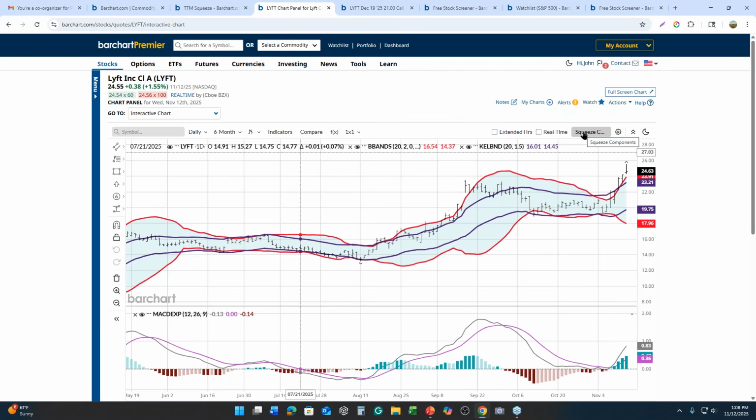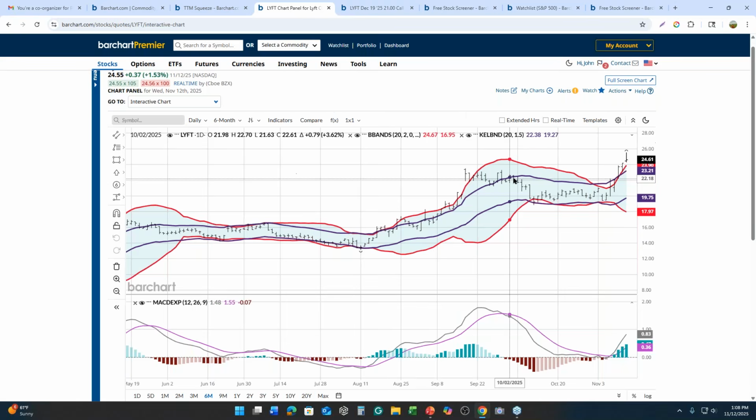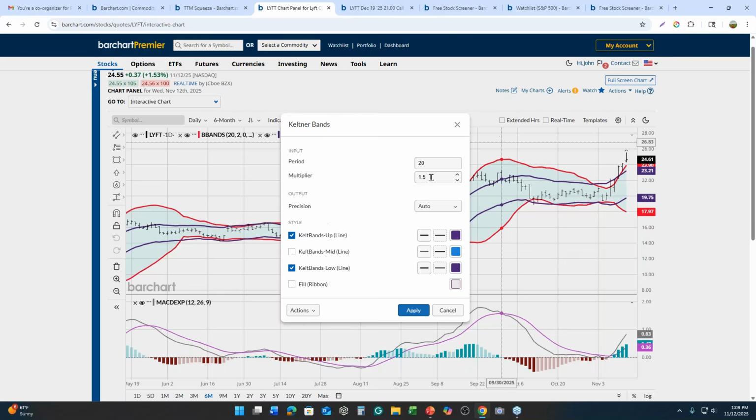So the two red lines here represent Bollinger Bands, and Bollinger Bands in this one is set up based on a 2 standard deviation over a 20 period look back. And the purple lines represent the Keltner bands or the Keltner channels. They represent a 1.5 ATR, average true range, over the same 20 period look back.